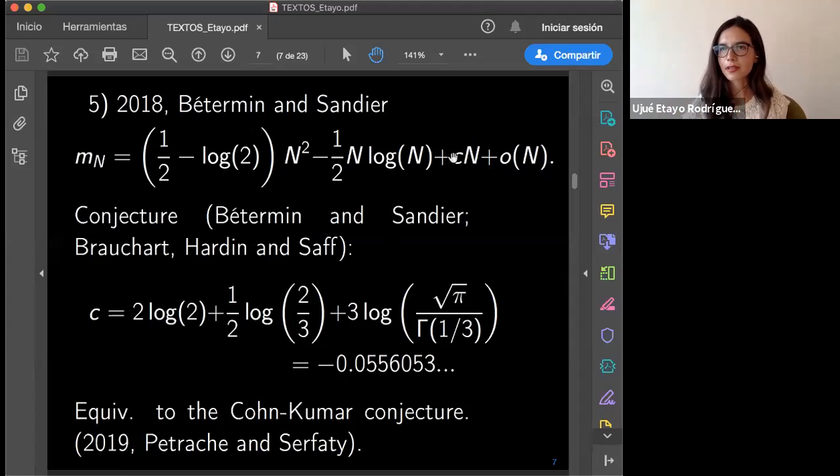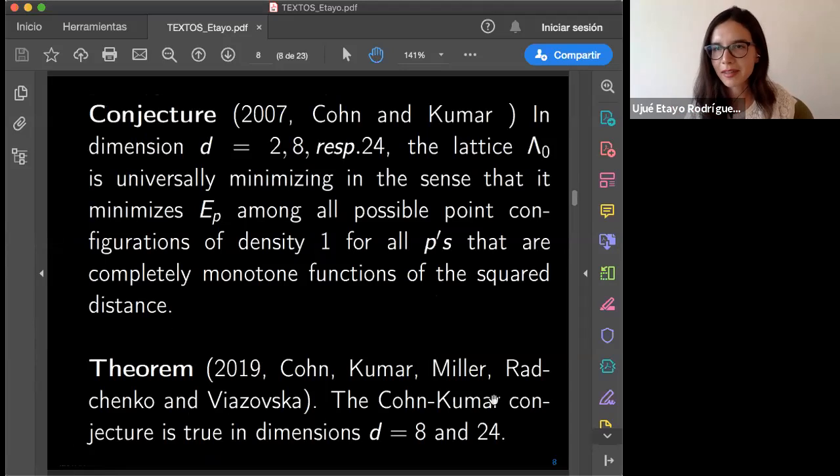And just some months ago, on the arXiv, there appeared this paper by Petrache and Serfaty, where they relate this conjecture on the value of the constant on the log term, sorry, on the n term, with yet another well-known conjecture that is the Cohn-Kumar conjecture. So maybe some of you know this conjecture. If it's not the case, I'm going to show you here, just to have a flavor of what kind of conjecture it is.